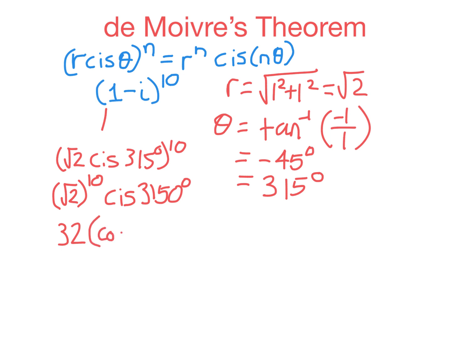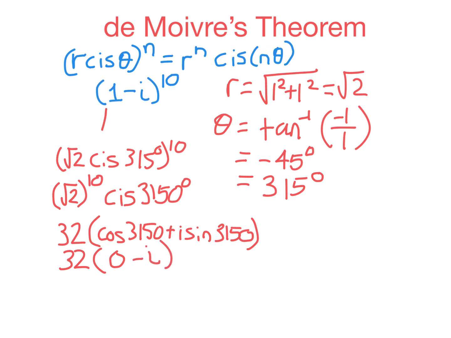And then it will be cos of 3,150 plus i sine of 3,150. Once again, you can just use your calculator to do cos and sine of 3,150. So it turns out that cos of 3,150 is equal to 0. It turns out sine of 3,150 is equal to minus 1. So this is 32 times (0 − i). It's just minus 32i. That was so much easier because of Moivre's theorem.